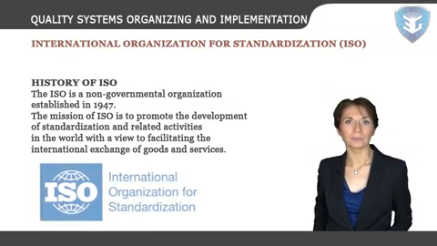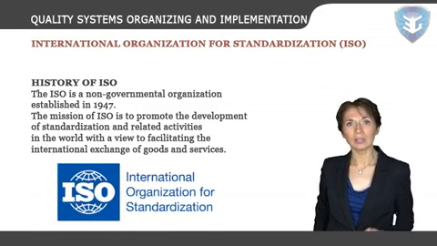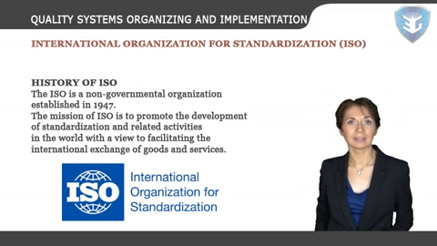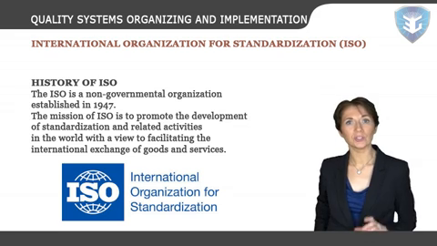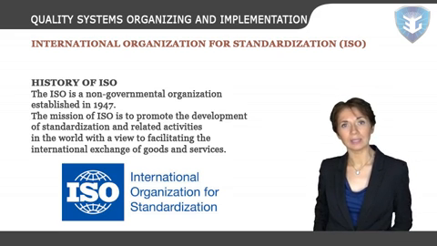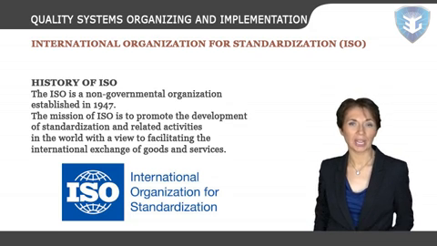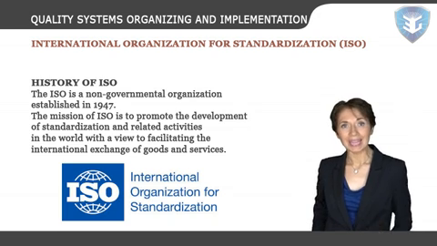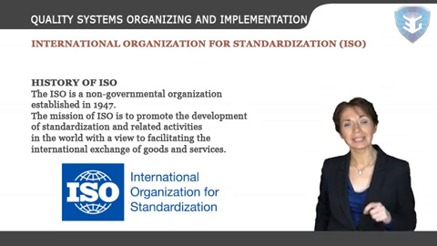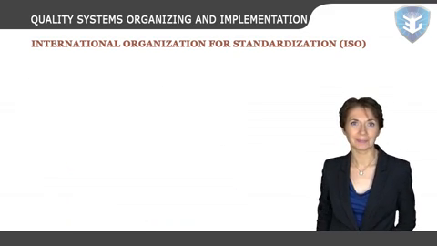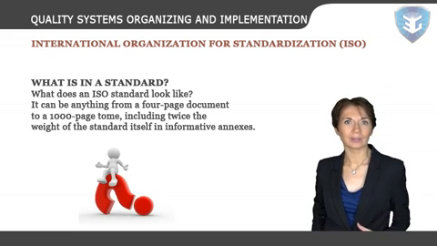History of ISO. The ISO is a non-governmental organization established in 1947. The mission of ISO is to promote the development of standardization and related activities in the world with a view to facilitating the international exchange of goods and services, and to developing cooperation in the spheres of intellectual, scientific, technological, and economic activity.